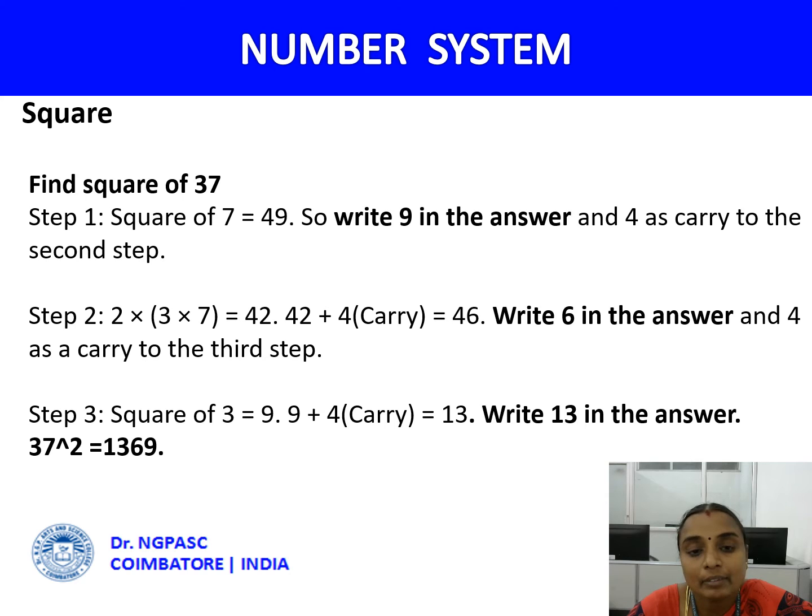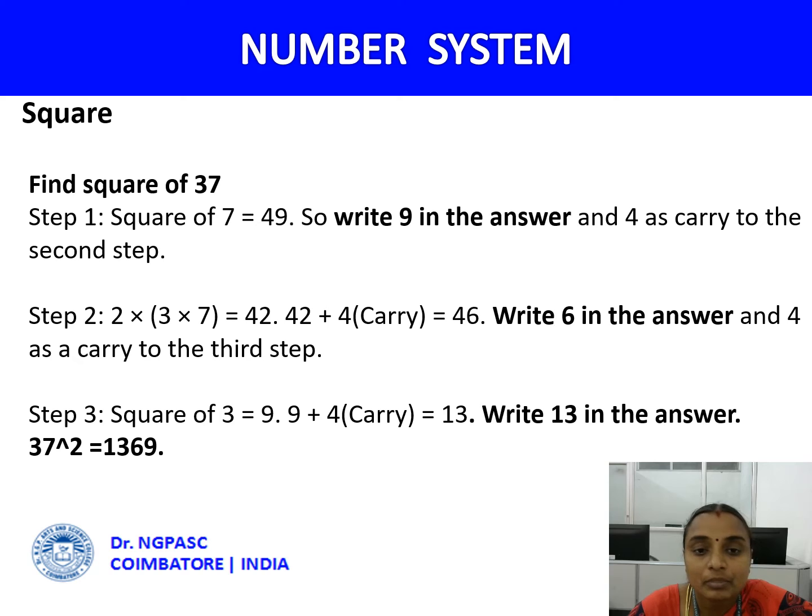Here you are having the first step. Step 1, what you have to do? You have to square the last digit. Then step 2 is 2 into the tens digit and the last digit. Then for step 3, that is square the tens digit. So this is the process.